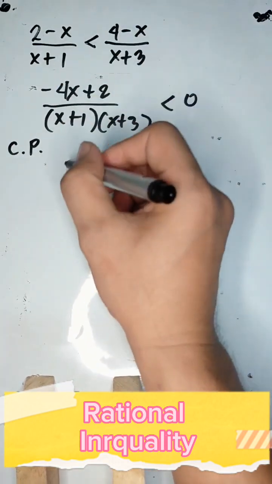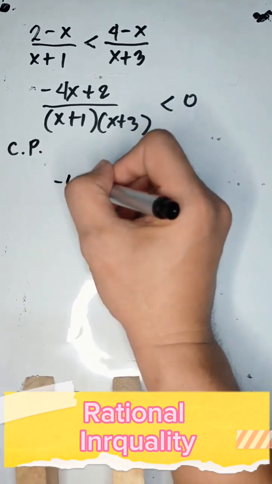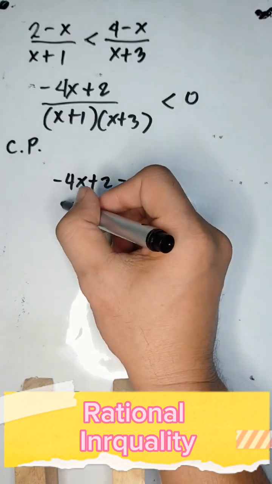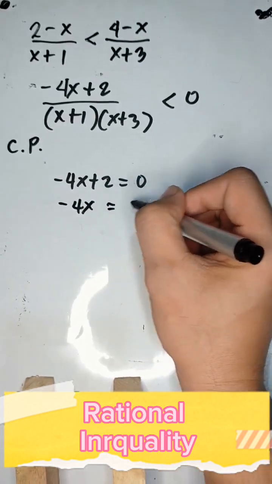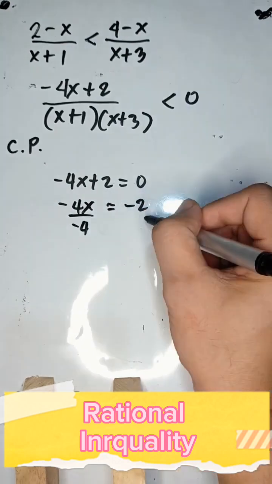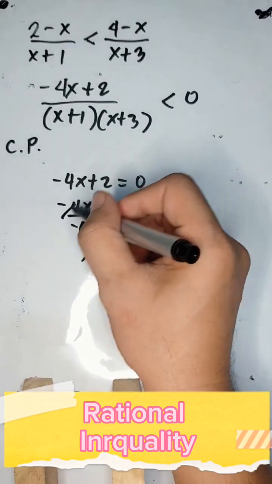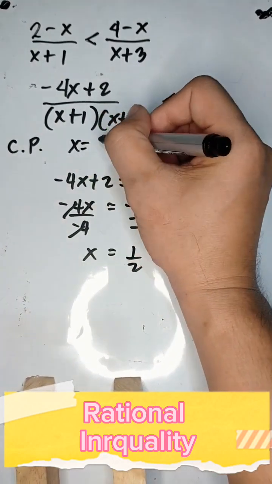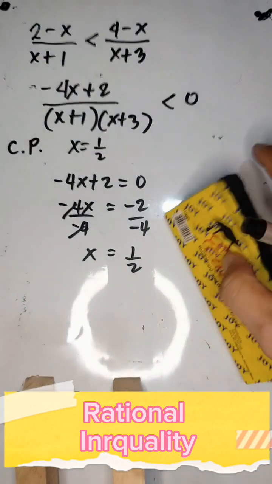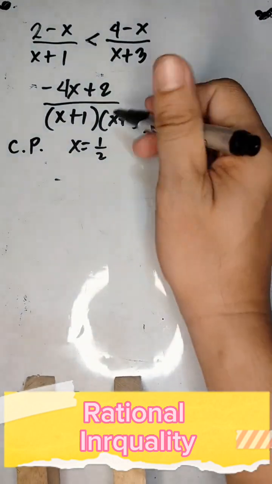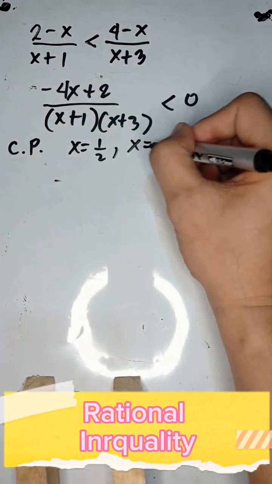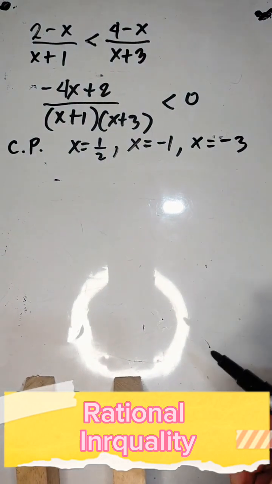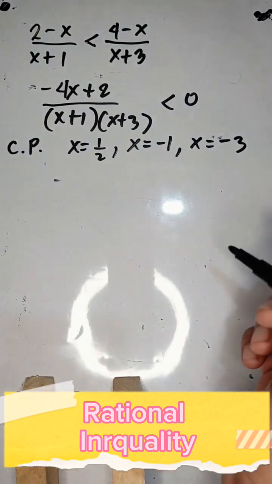The critical points: for the numerator, it's going to be negative 4x plus 2, equate that to 0. So negative 4x is negative 2, divide by negative 4 on both sides. So x equals 1/2. Okay, and here x equals negative 1, x equals negative 3. Okay, these are our zeros or critical points.